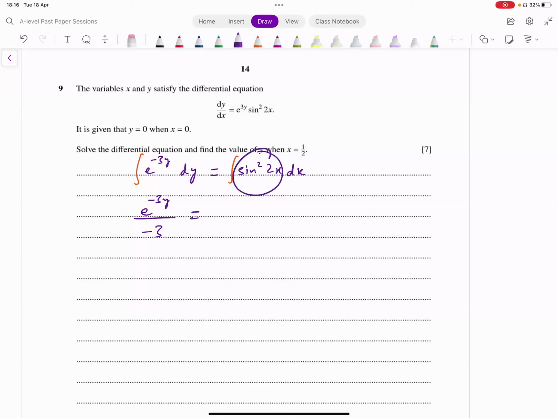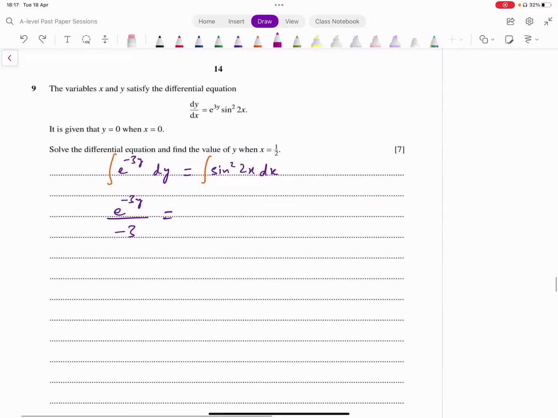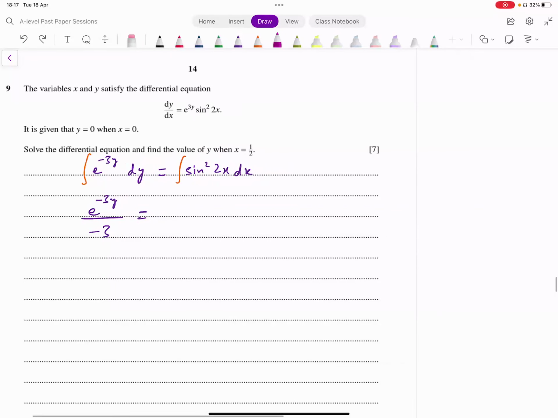Now, what about sin square 2x? Sin square की integration कैसे होती है? You have to remember that sin square की integration के लिए हमें trigonometry use करनी पड़ती है. In particular, we have to use the double angle identity for cos. Remember what that used to be? जब sin square आता है right side के ऊपर.